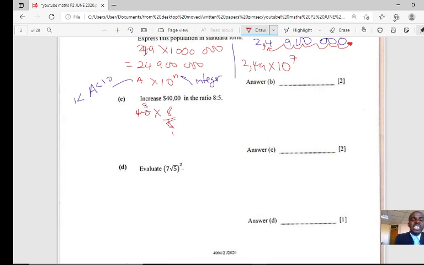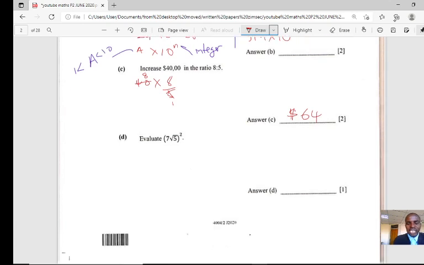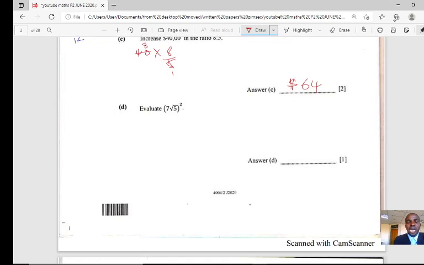5 into 40 is 8. Then 8 by 8 is actually 64, like this. Please don't forget to put units. There are dollars in this case. You have to put that dollar sign. Otherwise, failure to do so will result in loss of marks.